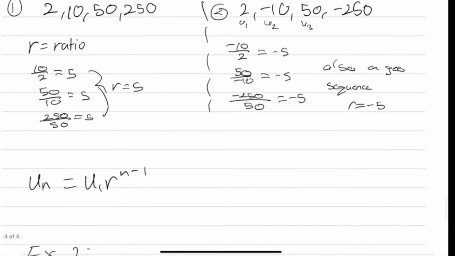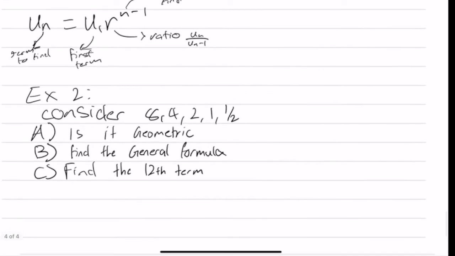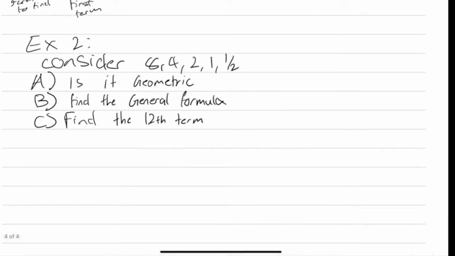So this is the general formula for the geometric sequence. R is the ratio, so you can find that by un over un minus 1. And then u1 is the first term. We already went through this. Un is the term you want to find, and n is the term number. So if we look at example 2, we'll consider this: 8, 4, 2, 1, and a half.